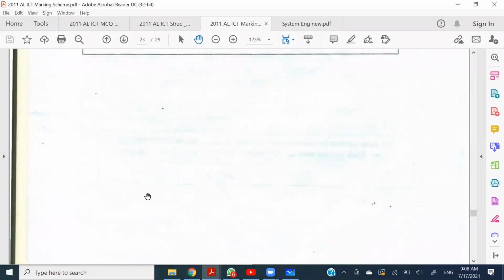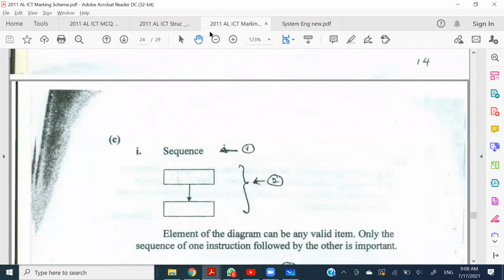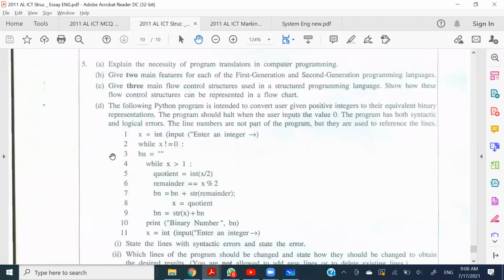Okay, so moving forward, in the third one, they are asking: give 3 main flow control structures used in structured programming languages, and show how these flow control structures can be presented in a flow chart.